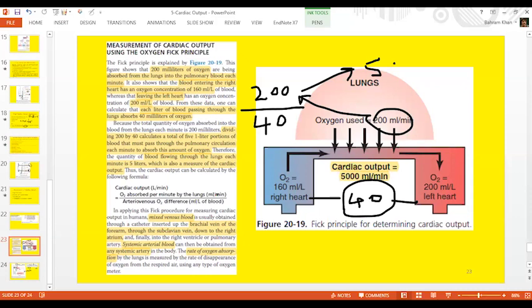Okay, remember one formula. Sympathetic stimulation usually increases all the cardiac activities. Parasympathetic stimulation usually suppresses all the cardiac activity. I repeat, sympathetic stimulation usually increases all the cardiac activities. Parasympathetic stimulation usually suppresses all the cardiac activities.